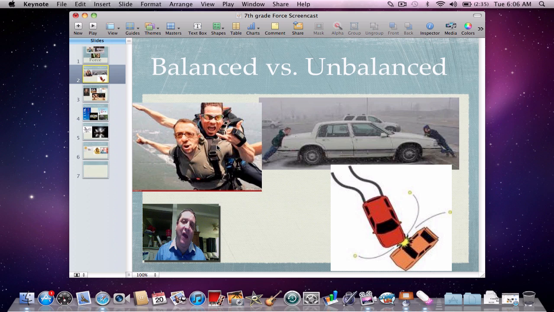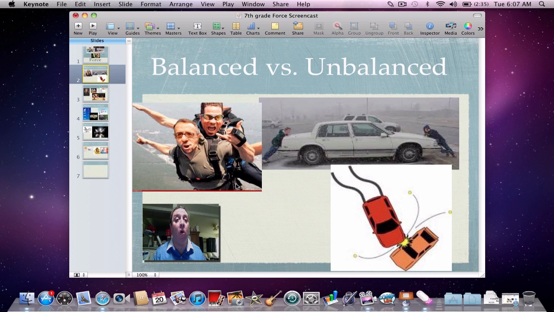I like to throw the skydiving example in here because there's a misconception out there that if you have a balanced force there's no movement, and an unbalanced force causes movement. That's not necessarily true. These skydivers start off with an unbalanced force where they're accelerating downward at a rate of 9.8 meters per second, or 32 feet per second, every second. Gravity's pulling them down, but at the same time there's air pressure pushing back up, as you can see by this guy's cheeks here.